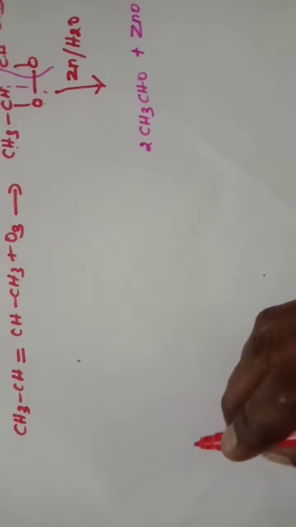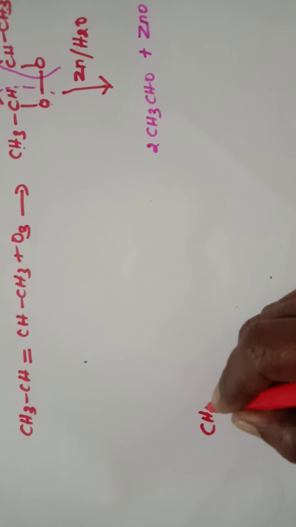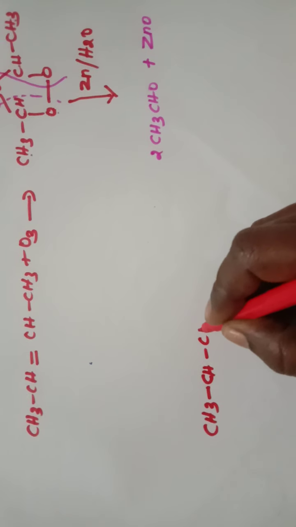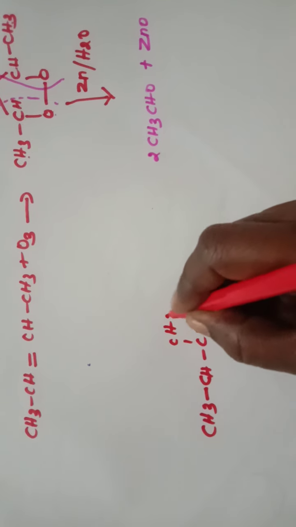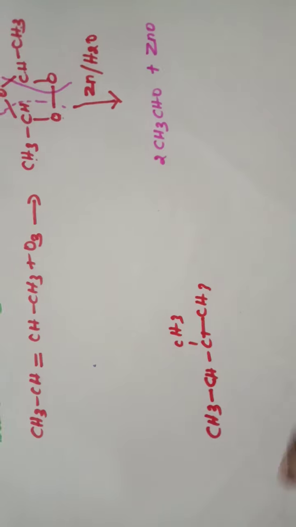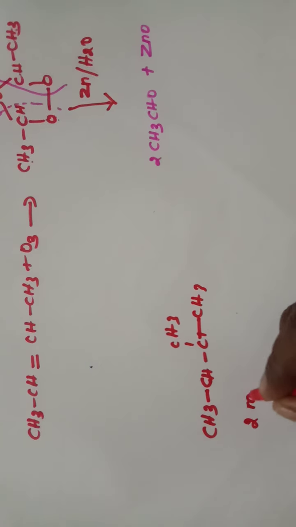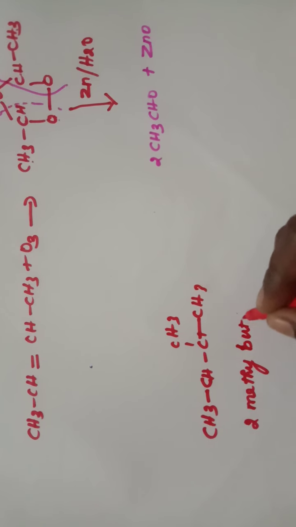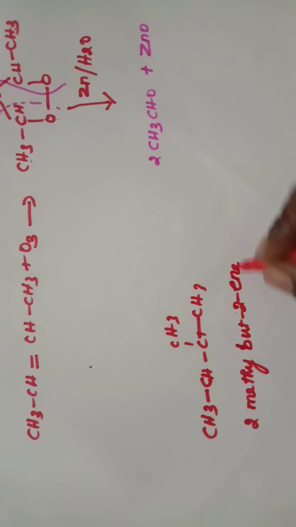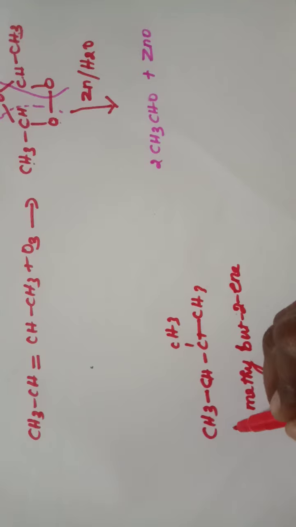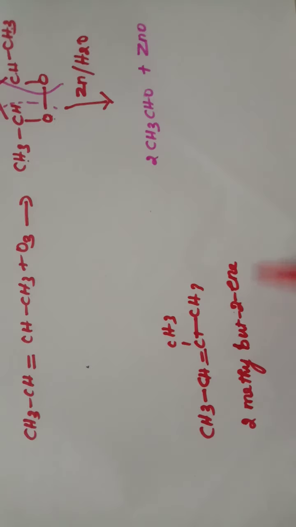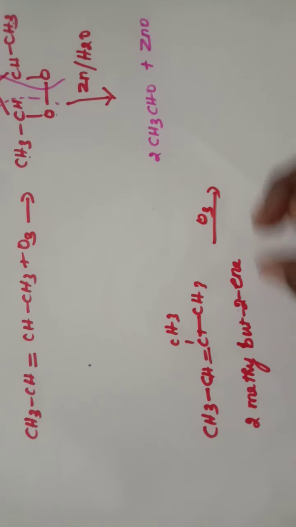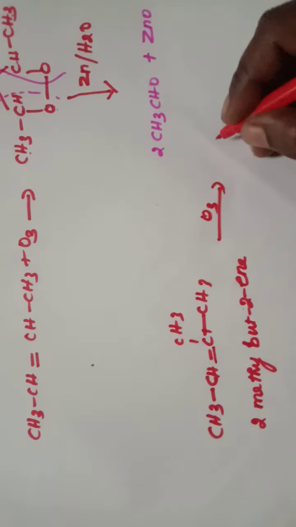One more example, CH3 CH double bond C CH3 CH3. This is 2-methyl-2-butene. When this undergoes ozonolysis, here also the ozone is added across the double bond.